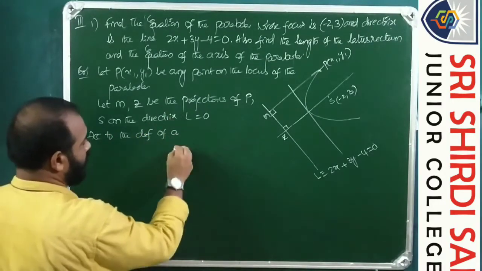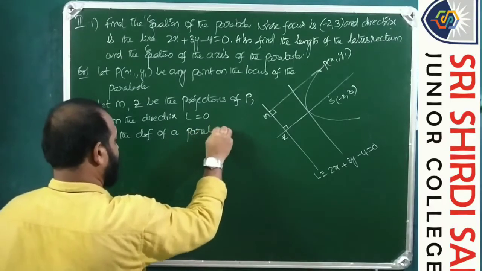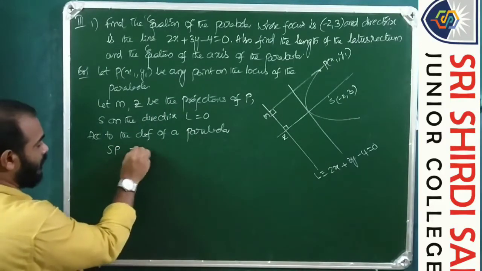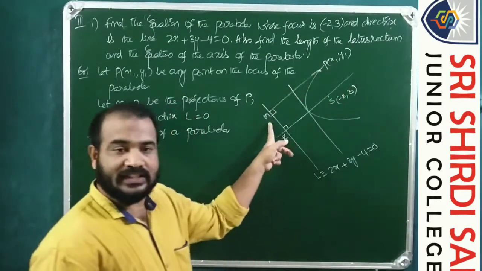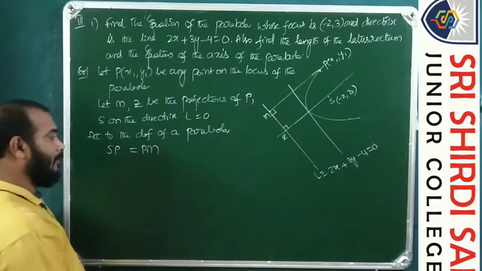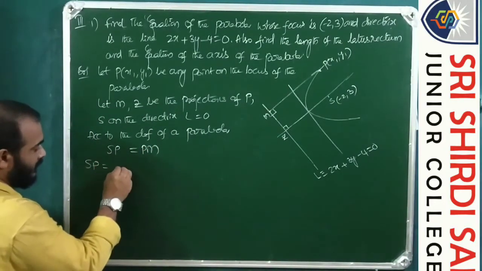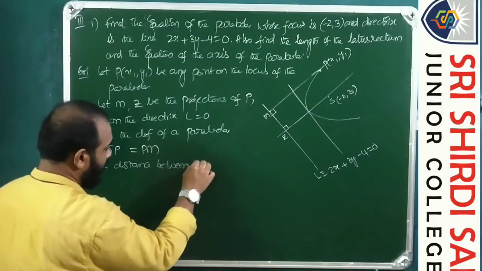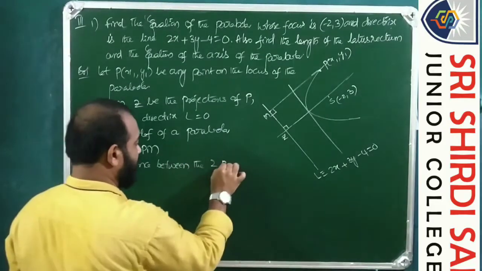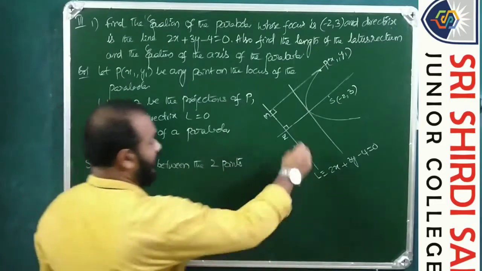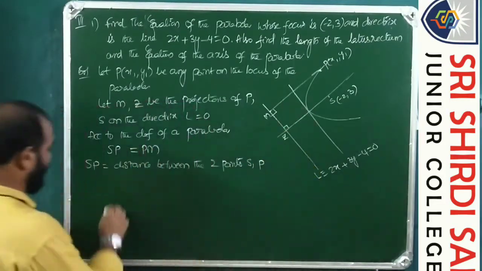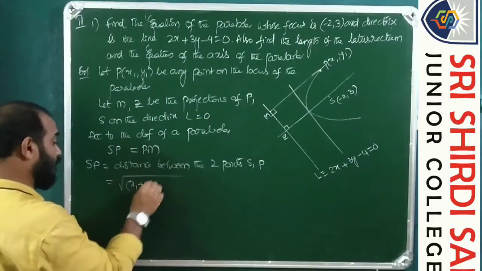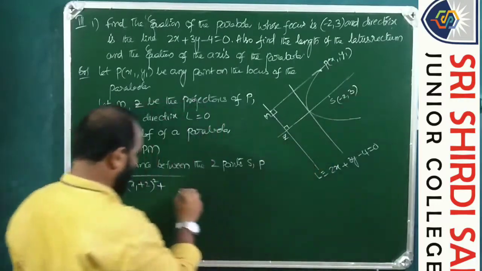Now, according to the definition of a parabola, P's distance from the fixed point, SP, is equal to P's distance from the fixed line, PM. SP = PM, where SP is the distance between the 2 points S, P. So this is equal to the square root of (x1 + 2)² + (y1 - 3)².